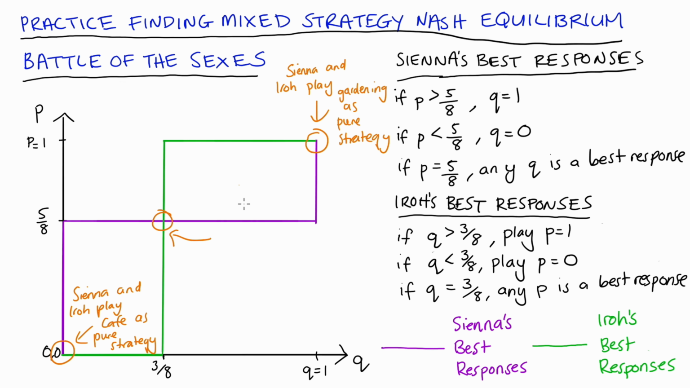I'll write it out in the formal way. I'll write player 1's play first, and that will be Iroh. At this intersection of our best responses, Iroh plays gardening with probability 5 over 8, so P is equal to 5 over 8, and cafe with probability 3 over 8. I can tell it's 3 over 8 because once we set P equal to 5 over 8, the probability associated with cafe must be 1 minus P. So 1 minus 5 over 8 is 3 over 8. Likewise, Sienna, who's player 2, so I'll write their play second, at this Nash equilibrium plays gardening with probability 3 over 8, so Q is equal to 3 over 8, and cafe with probability 1 minus 3 over 8, which is 5 over 8.